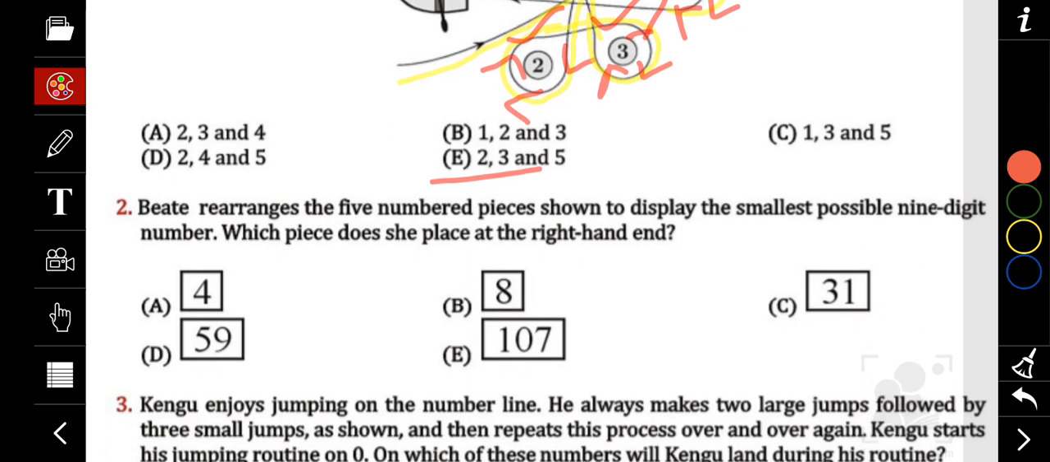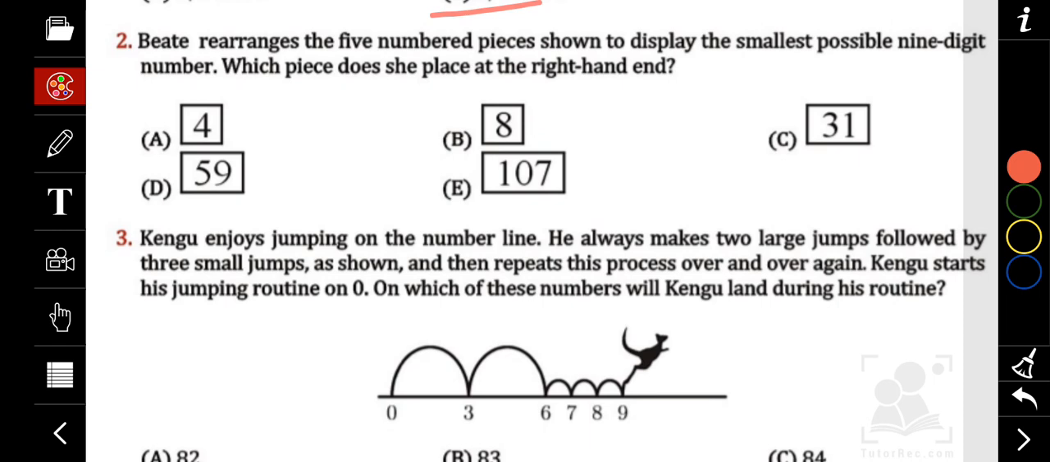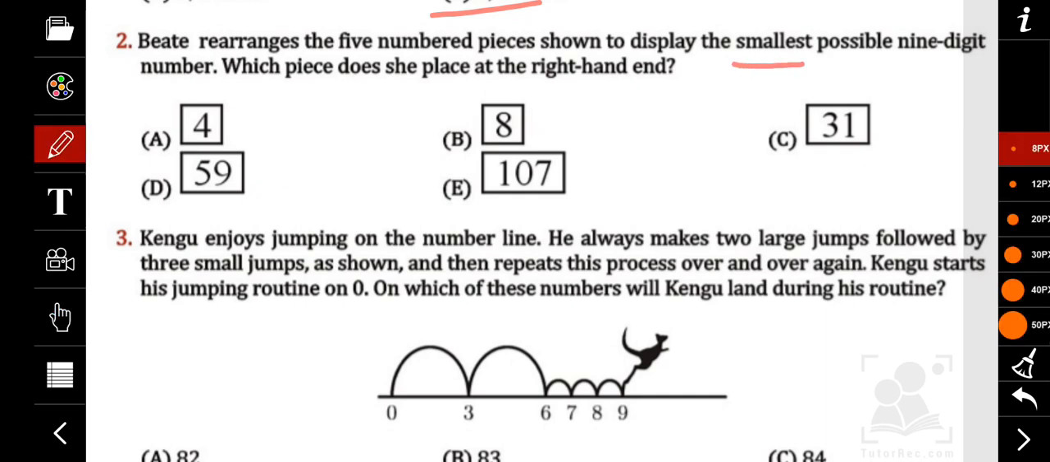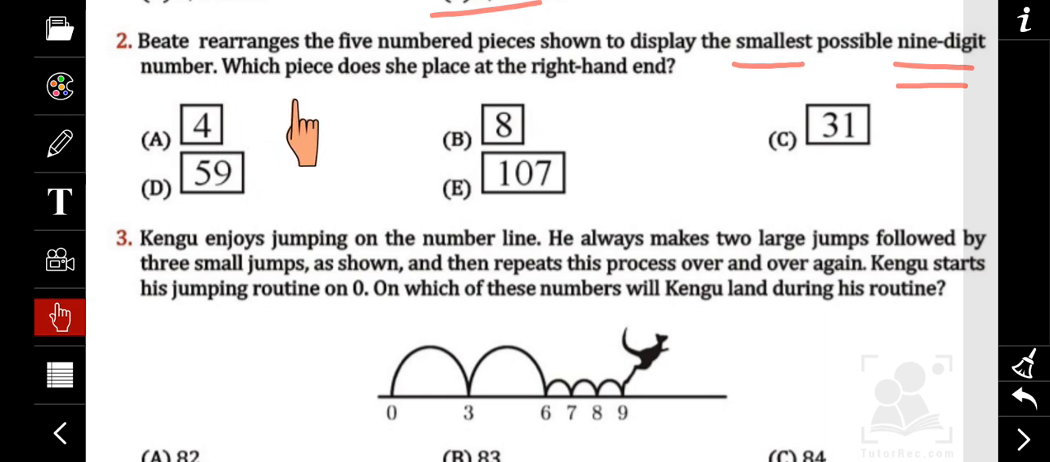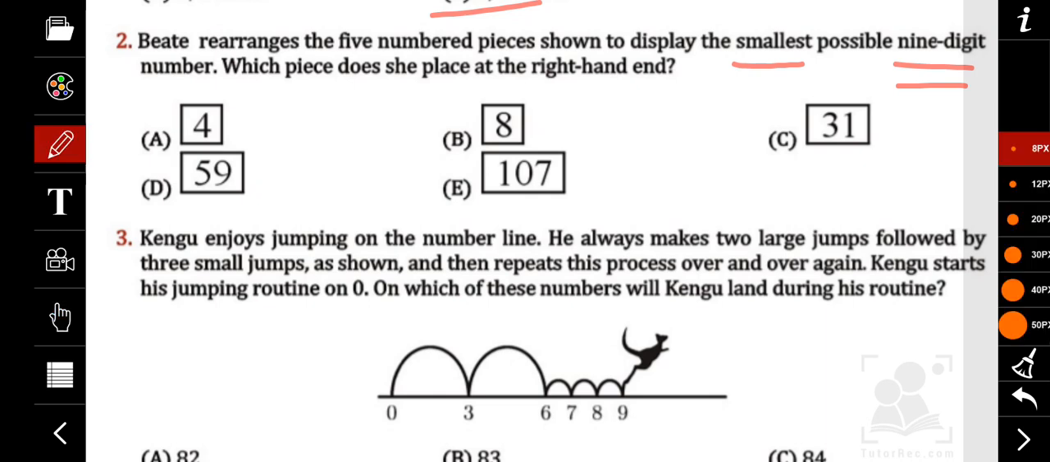Okay, proceeding further, this is question number 2 now. Beta rearranges the 5 numbered pieces shown to display the smallest possible 9-digit number. This is what we need to really focus on, smallest and 9-digit number. Which piece does she place at the right-hand end? Means the piece which arises at the 9th place from the left, or at the units place, means on the rightmost side.